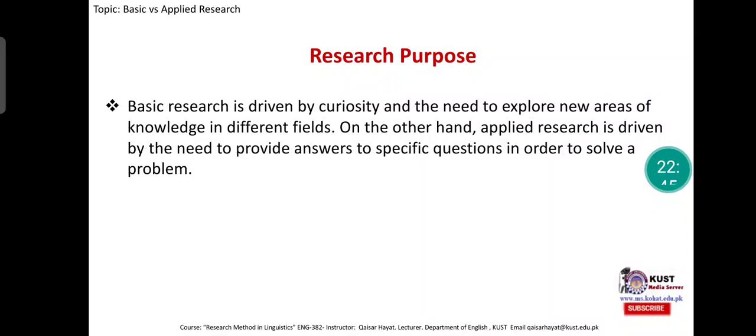But as far as the treasure of knowledge is concerned, that should not be static. That should be increased, because with the passage of time, if the area and the target are on the increase, the knowledge should also be increased. So both purposes have their own importance. The first one, basic research, is adding more, and applied research is doing more.